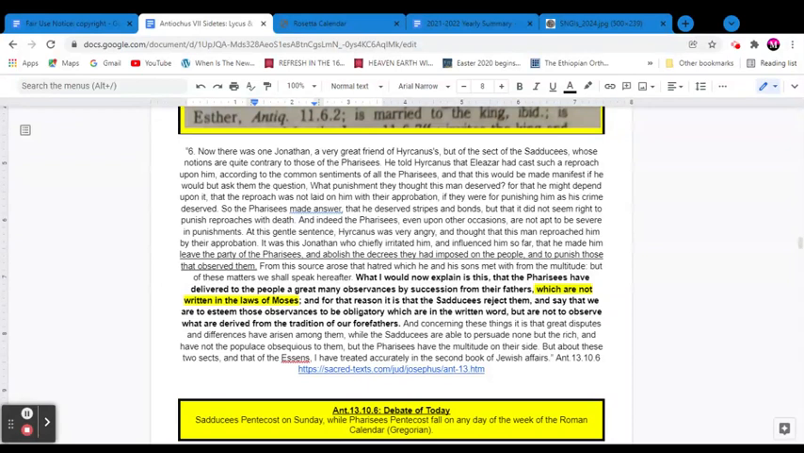And we can see why. They were lenient in the punishments. So of course the majority want the Pharisees to be over them, because they weren't harsh in their punishments. Okay. But about these two sects and that of the Essenes, I have treated accurately in the second book of the Jewish affairs. This came from Antiquities, book 13, chapter 10, section 6.